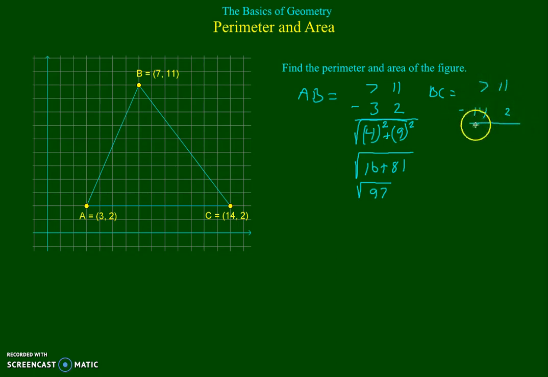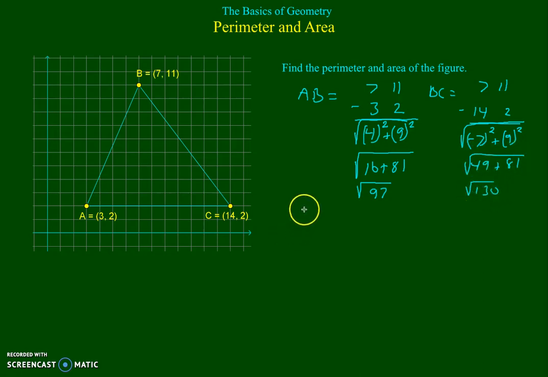So 7 minus 14, negative 7. 11 minus 2, 9. SAS, square, add, square root. That's 49 plus 81, square root. That's the square root of 130.